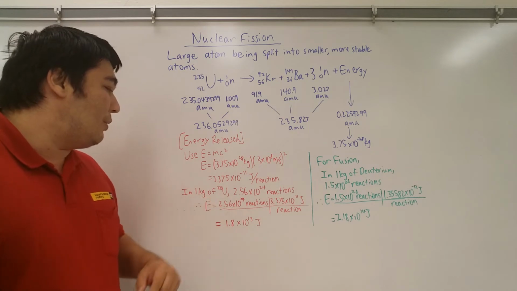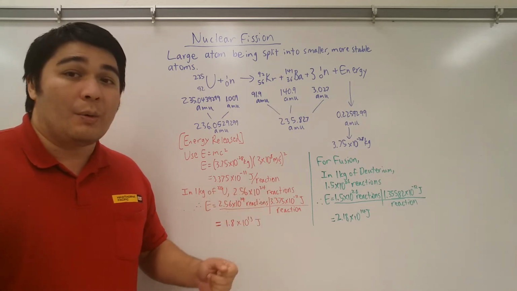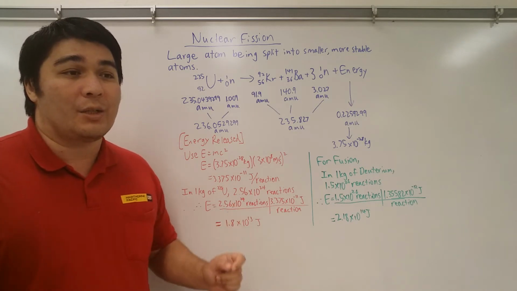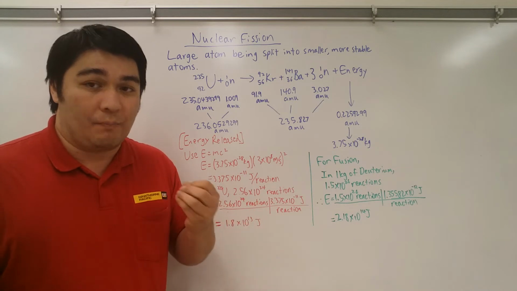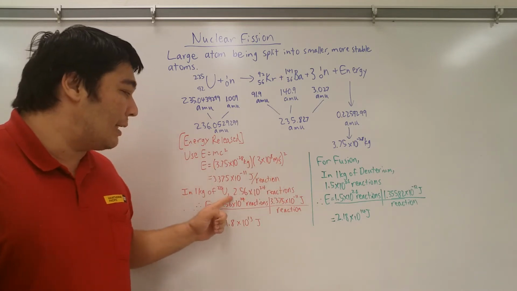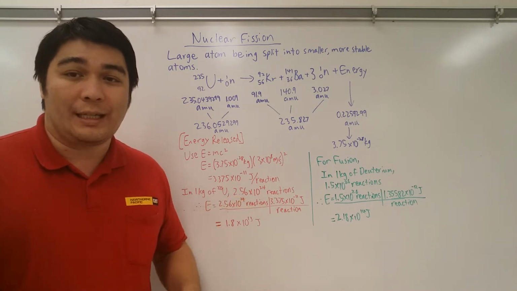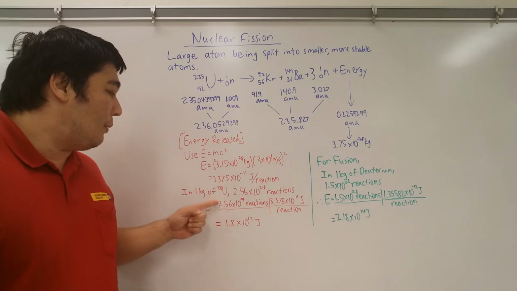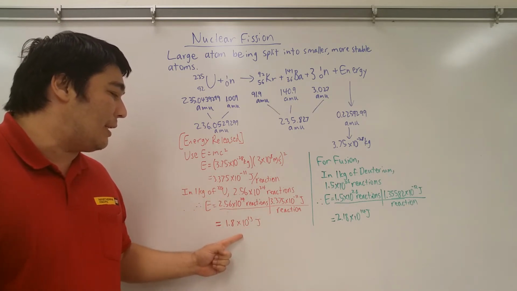In 1 kilogram of U-235, there are 2.56 times 10 to the 24th reactions, which means there are 2.56 times 10 to the 24th atoms, because each one of the atoms can react and split. So I counted the number of reactions that could take place in a kilogram of uranium, and the energy for that comes out to about 1.8 times 10 to the 13th joules.